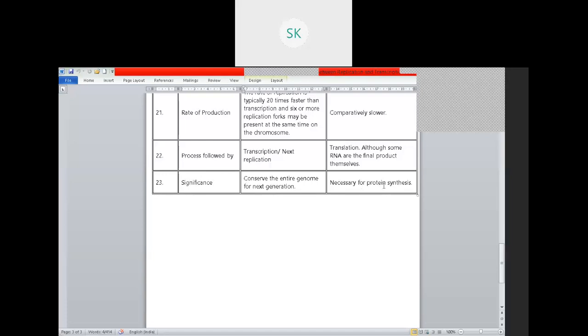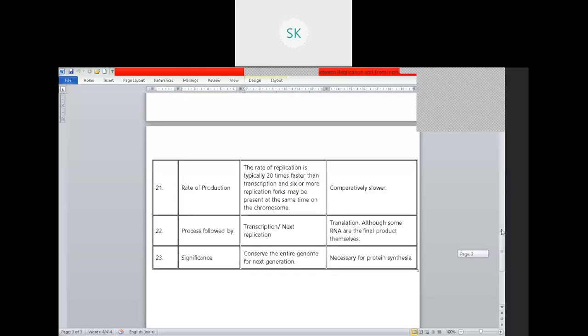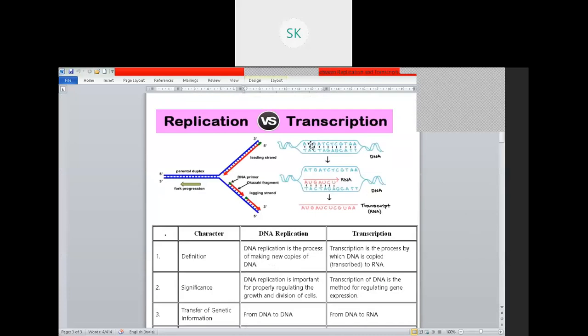And in the transcription process, the main significance is protein synthesis. For many metabolic processes, we require proteins and enzymes. Enzymes are proteins. These enzymes or proteins will be formed in the cytoplasm, by taking the information from the nucleus. So this is about the difference between the replication and transcription processes.